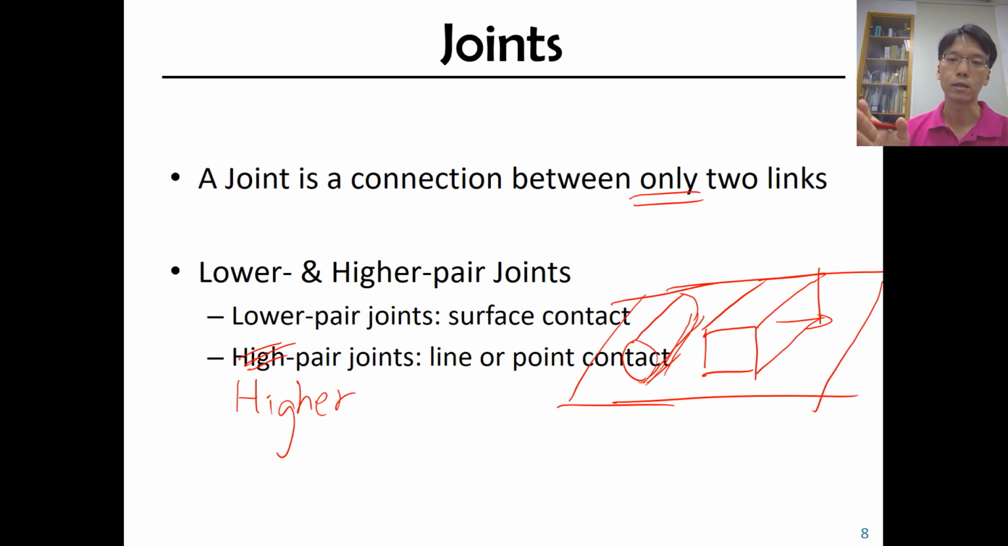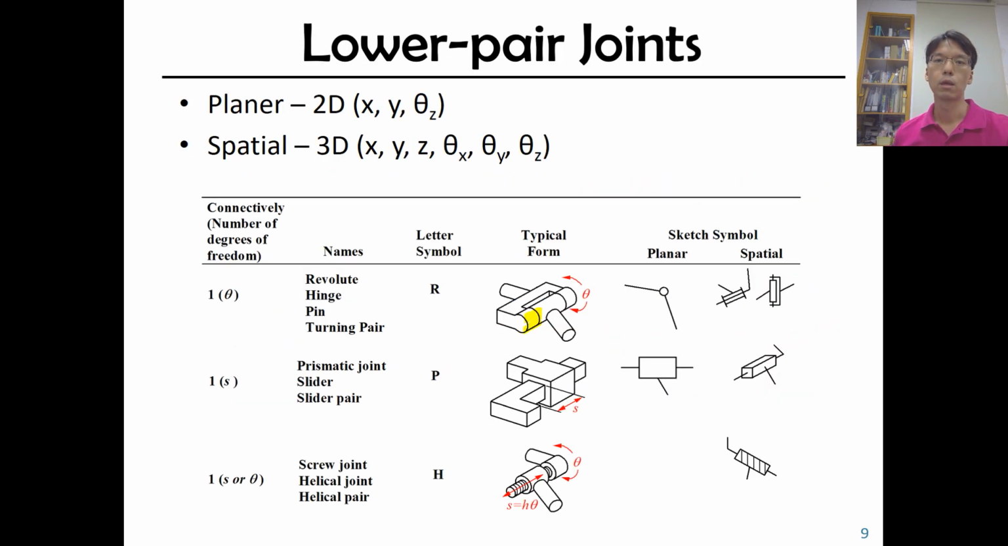If a contact is of this type, then we call it a higher pair joint. So that's the difference between a higher pair and lower pair joint. Let's see some more examples. So, lower pair joint.